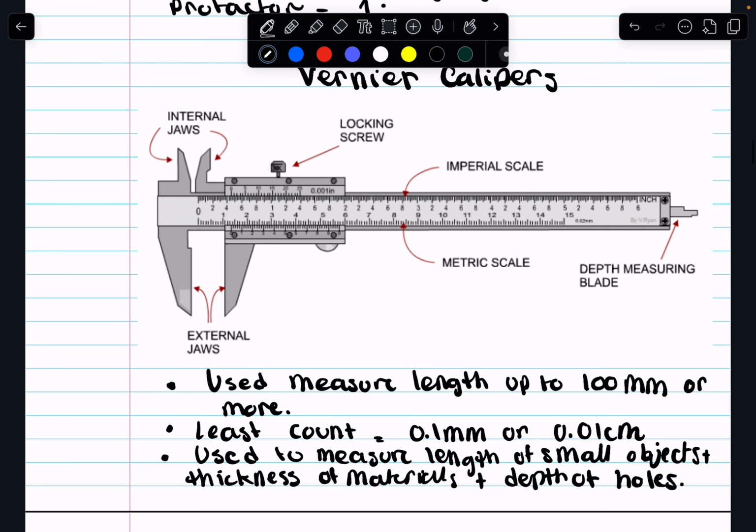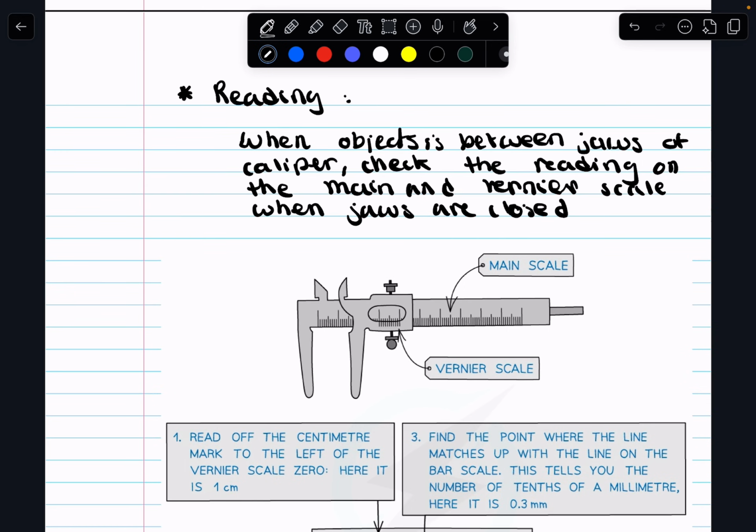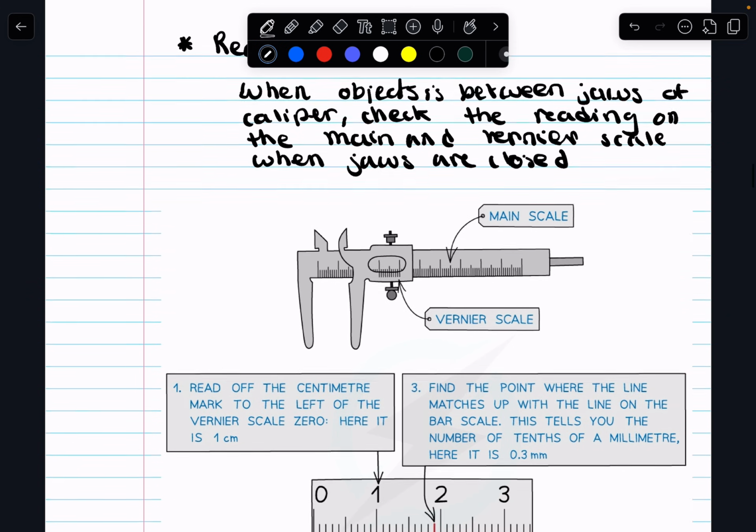So this is a vernier caliper, and it's used to measure lengths up to 100 millimeters or more, so 10 centimeters and more, and the least count is 0.1 millimeter or 0.01 centimeter, and it's used to measure length of small objects, thickness of materials, and the depth of holes. So the depth is actually measured on this side, and how we use it is basically you put something here, and we ensure that this screw is tightened, and then we read using this that I'm gonna tell you in a minute. So when reading objects between the jaws of the caliper, check the reading on the main and the vernier scale when jaws are closed.